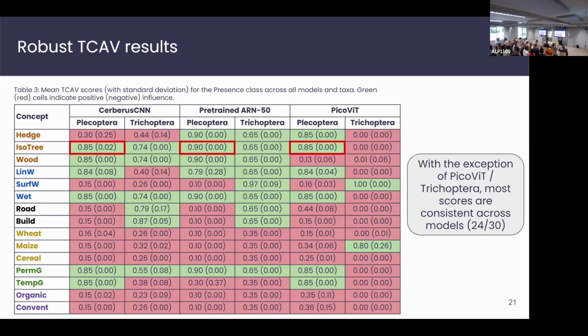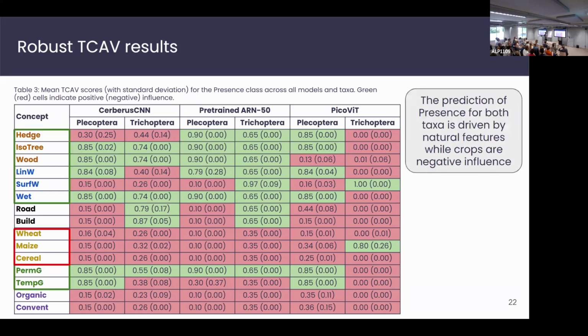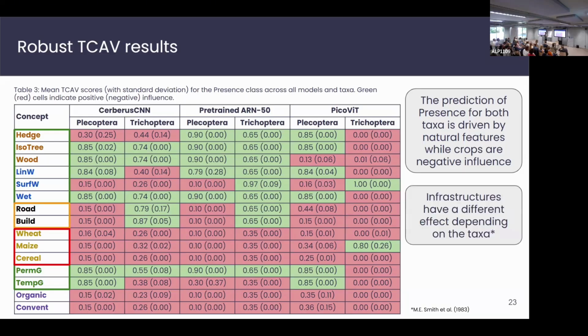For instance, in the case of the isolated trees, for the Plecoptera, all 3 architectures outputted a score much higher than 0.5. Another thing is, well, it was to be expected, but the prediction of the presence for both taxa is driven by natural features, while crops have negative influence. Well, this was to be expected, but there are some things that are less expected. For instance, infrastructures, such as roads and buildings. We were surprised to see that for Trichoptera, these concepts seem to have a positive influence on the prediction.